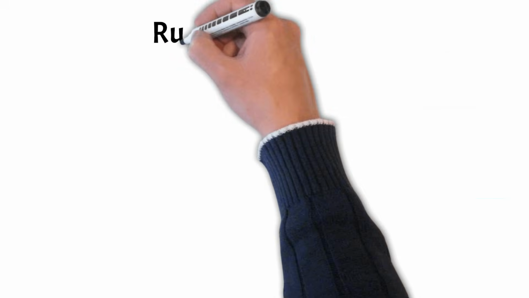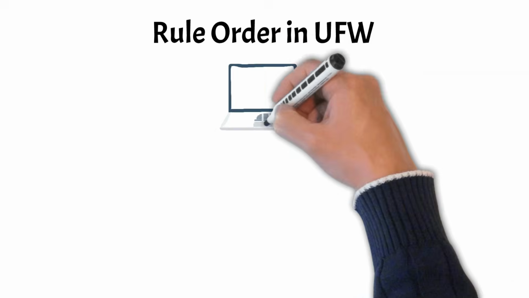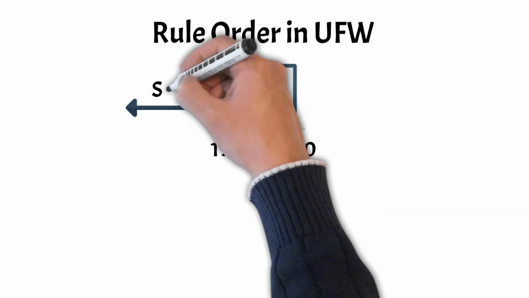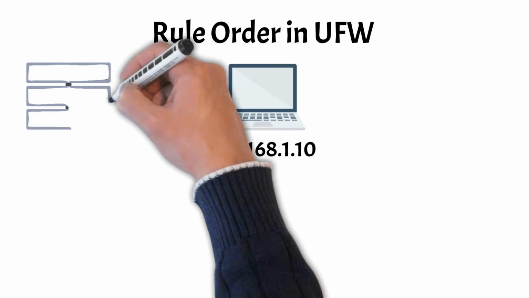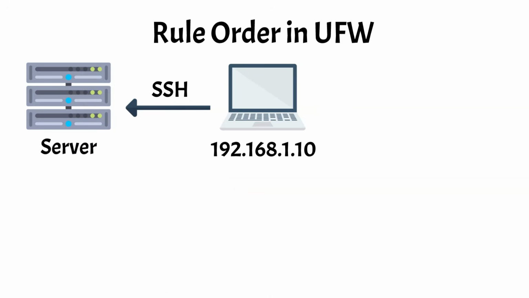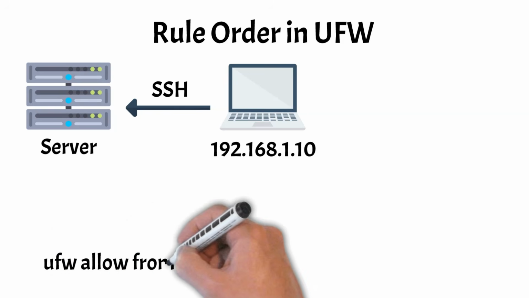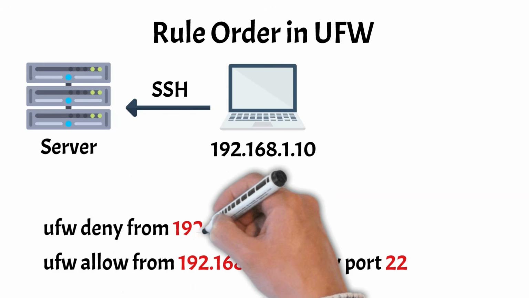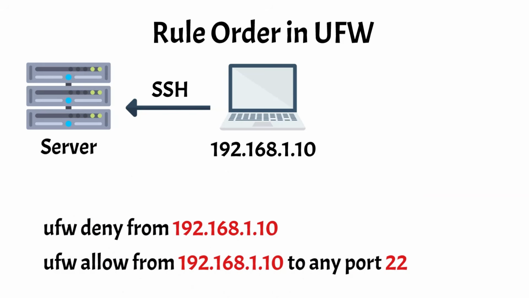Now let's quickly walk through a simple scenario to see how rule order works in practice. Imagine you want to allow this laptop, with this IP address, to connect to your server over SSH, but block any other type of access from that same IP. To do that, you might add two rules. One that allows traffic from that IP to port 22, which is used for SSH, and another that denies all traffic from that address. In these commands, the from keyword specifies the source IP, and to any port or a specific port defines which service is being accessed.